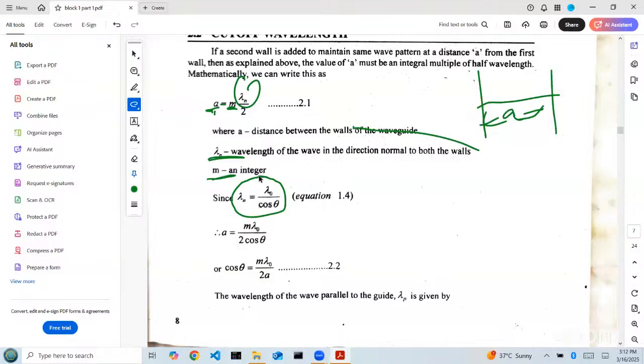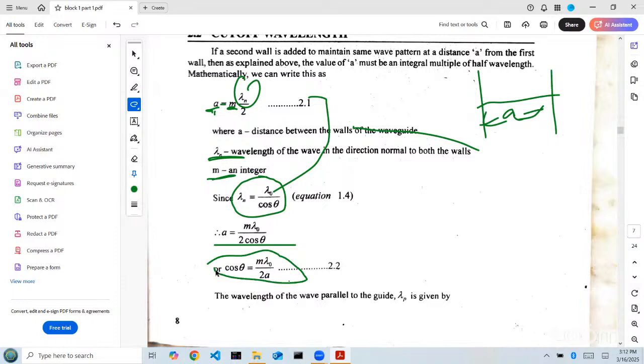Now this lambda n I am substituting in equation 2.1. What is the 2.1 equation we have? a equals m times lambda n by 2. If I substitute, I will get the value of a. After getting the value of a, I am sending cos theta to the LHS and writing the equation for cos theta.